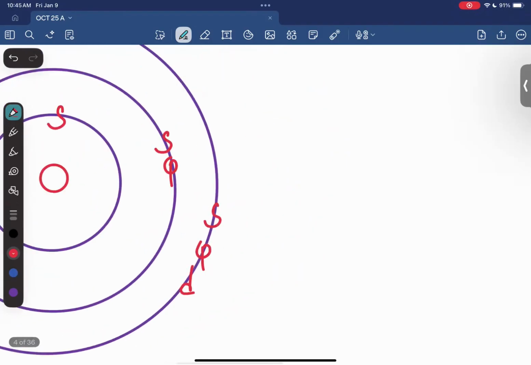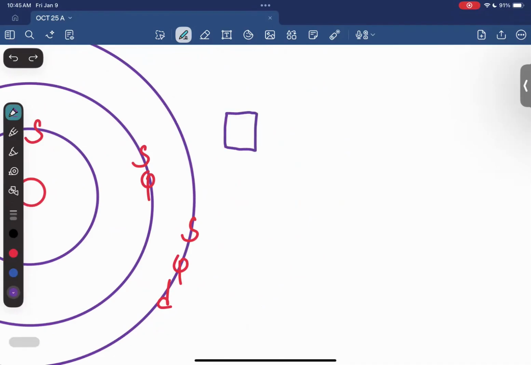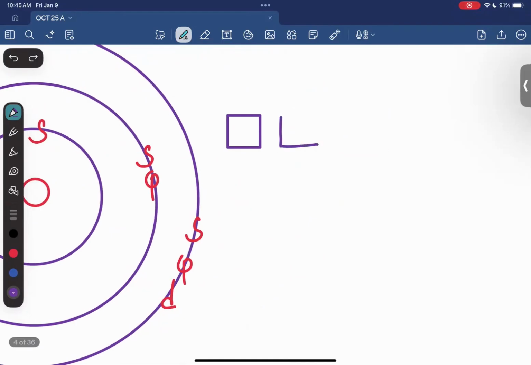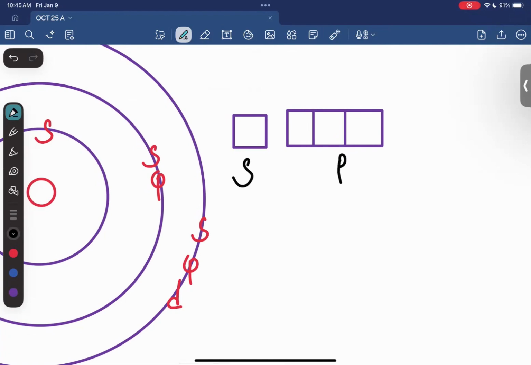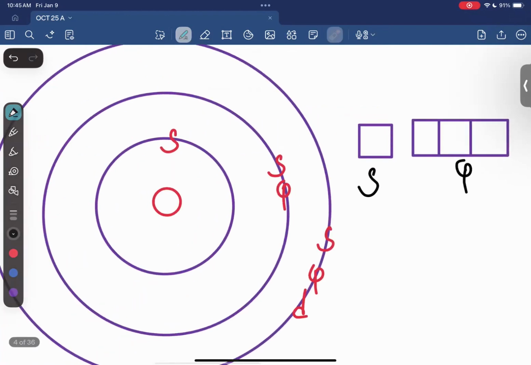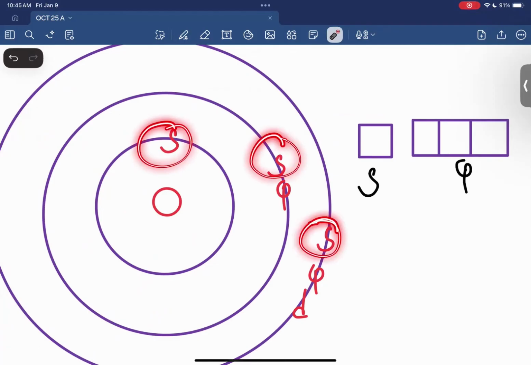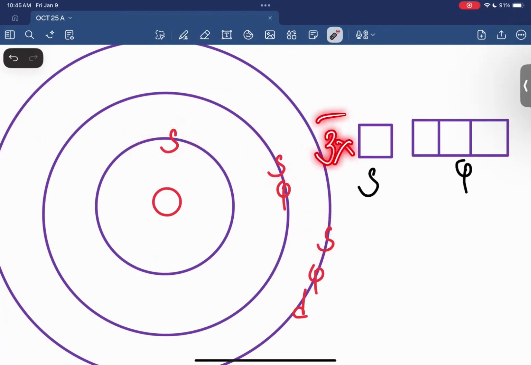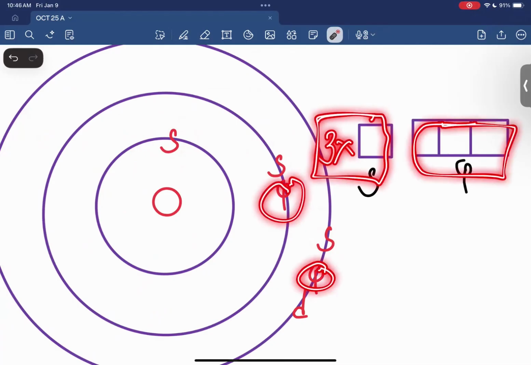For S, we have only one orbital, and for P, we have a total of three orbitals. One, two, three, right? So this is for S, and this is for P. Now, how many S do we have? 1, 2, 3, right? It means 3 times this. Now, how many P do we have? 1, 2. So, 2 times this, right?